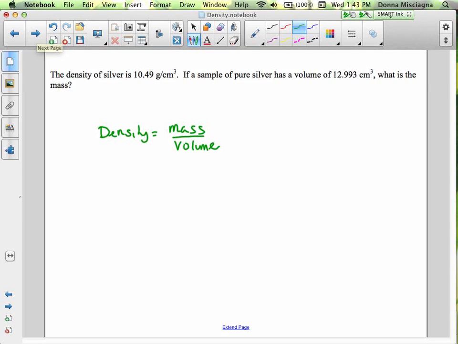Right. So and then we're just going to plug in the values. 10.49 grams per centimeters cubed is equal to the mass is what we're looking for.